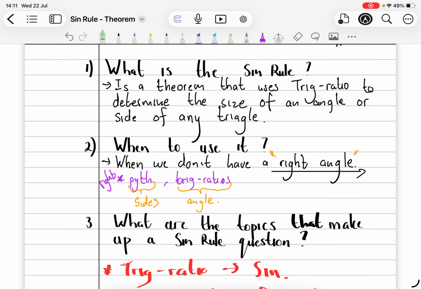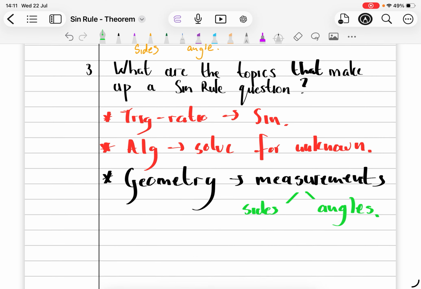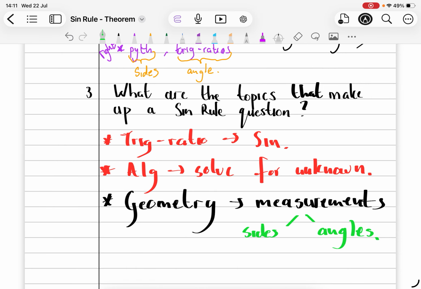Any type of triangle that you have, you can apply the sine rule, and then you can get your answer. And then here, when to use it? When do we use it? When we don't have a right angle triangle, right? Because when we have a right angle triangle, we can use two things. We can use Pythagoras for the sides, and we can also use the trig ratios for the angles, right? So the trig ratios can then apply, and then we can quickly figure out what we're dealing with. And then, what are the topics that make up the sine rule question? Most of the time, it is the trig ratios, meaning the one that is specifically sine, and then you've got your algebra, meaning you need to solve for some unknown, and then your geometry, where you then have to measure or say with reason, right?